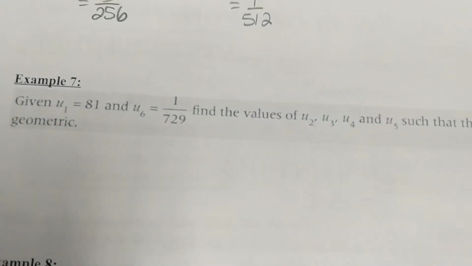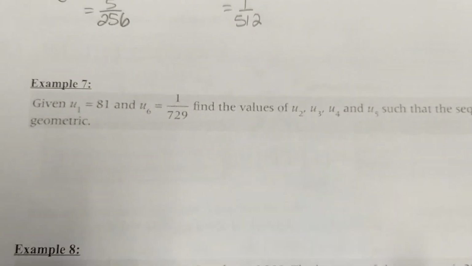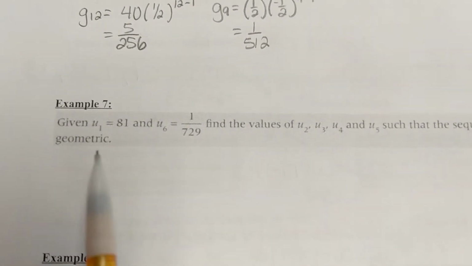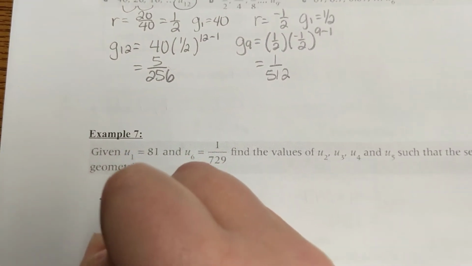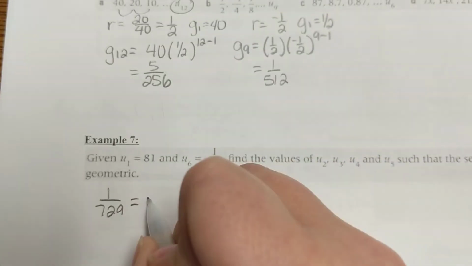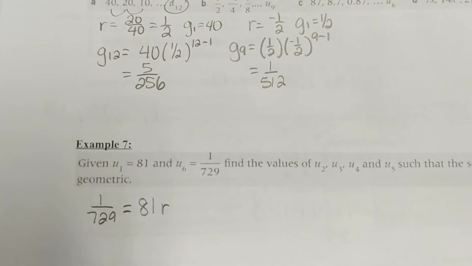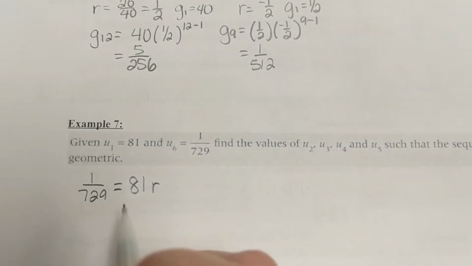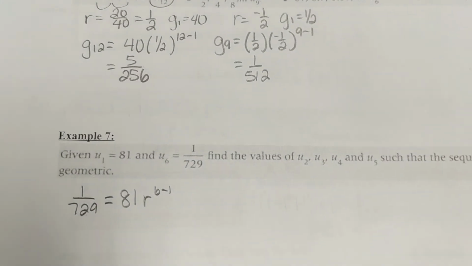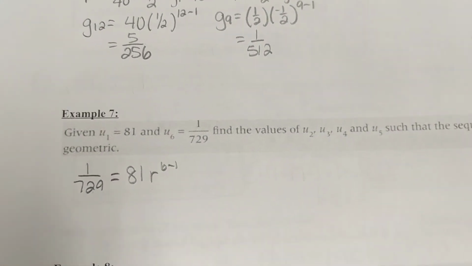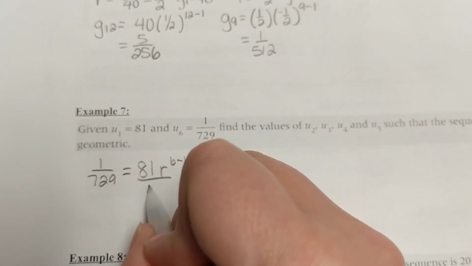All right, on example 7, they give us the first term and the 6th term, and they want to find all those missing ones if we know it's geometric. So I know the 6th term, g sub 6. I know the first term. I do not know r, but I do know this was the 6th term, so that's to the 6 minus 1. This is going to look a lot like some of these units we've done earlier. So I'm going to divide by 81.